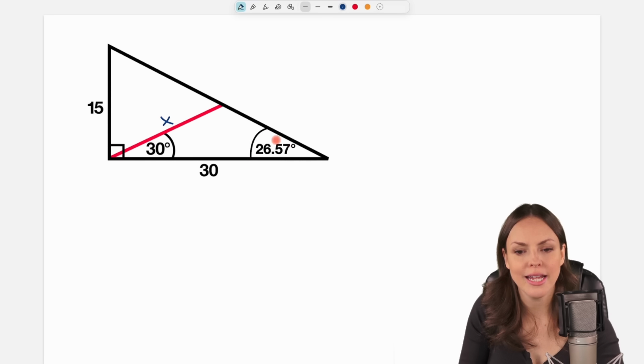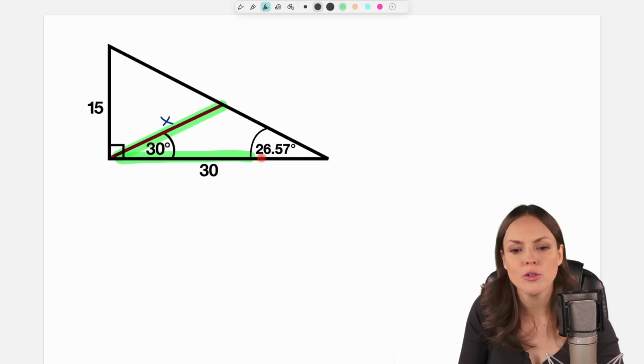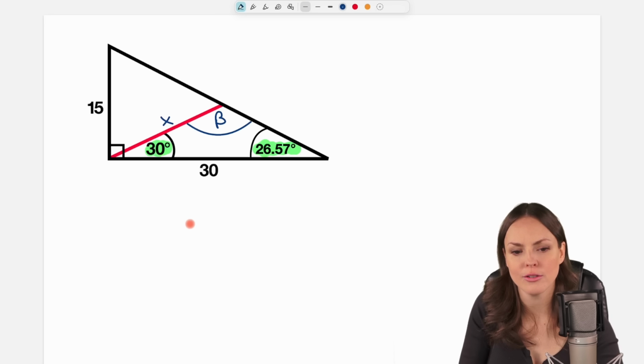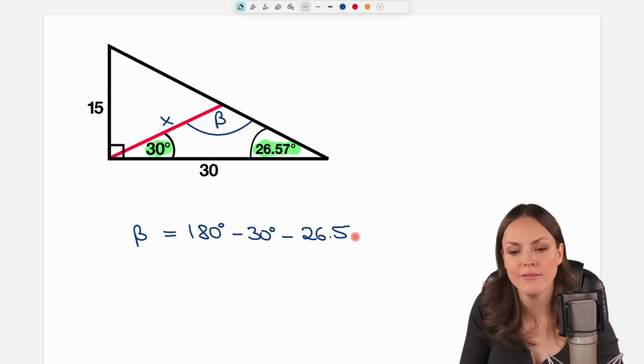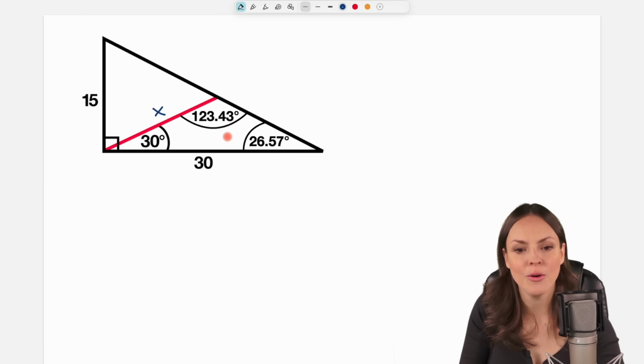Okay, so now we found our angle here, and in this small triangle down here, we now know two angles. And with this information, we can find the third angle. If I call it beta, then in a triangle, if I add all three angles, I always have to get a result of 180 degrees. So I can find beta by taking these 180 degrees and then subtracting the other two angles. So I subtract 30 degrees and the 26.57 degrees. So for beta, I get a result of 123.43 degrees.